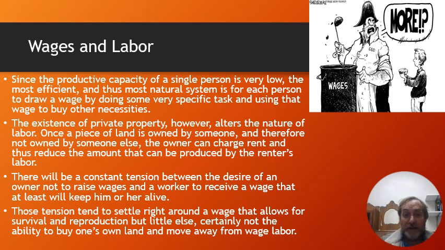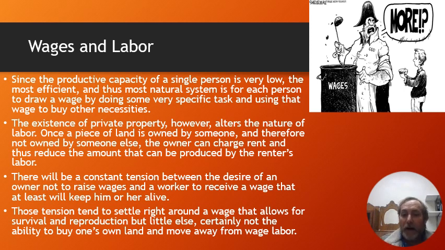to trade. Since, as we've said, the productive capacity of a single person working alone is very low, it follows, according to Smith, that the most efficient and thus most natural system is for each person to draw a wage for doing some very specific task, for pulling wire all day, and you get paid money instead of owning a bunch of pins that you made that day. And then you can use that wage for that very specific task to buy other things.